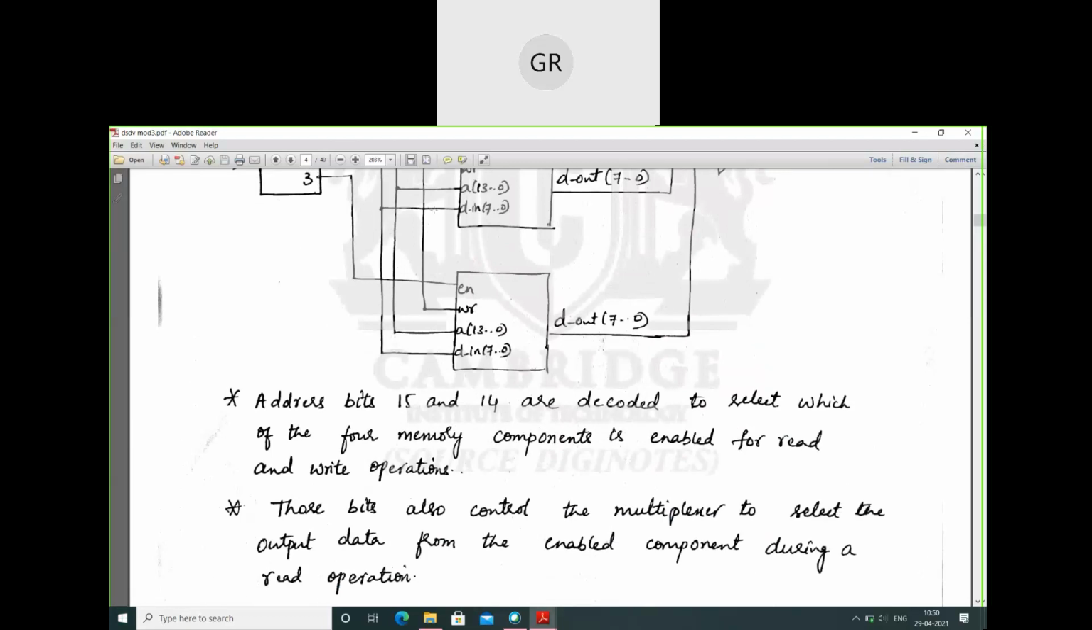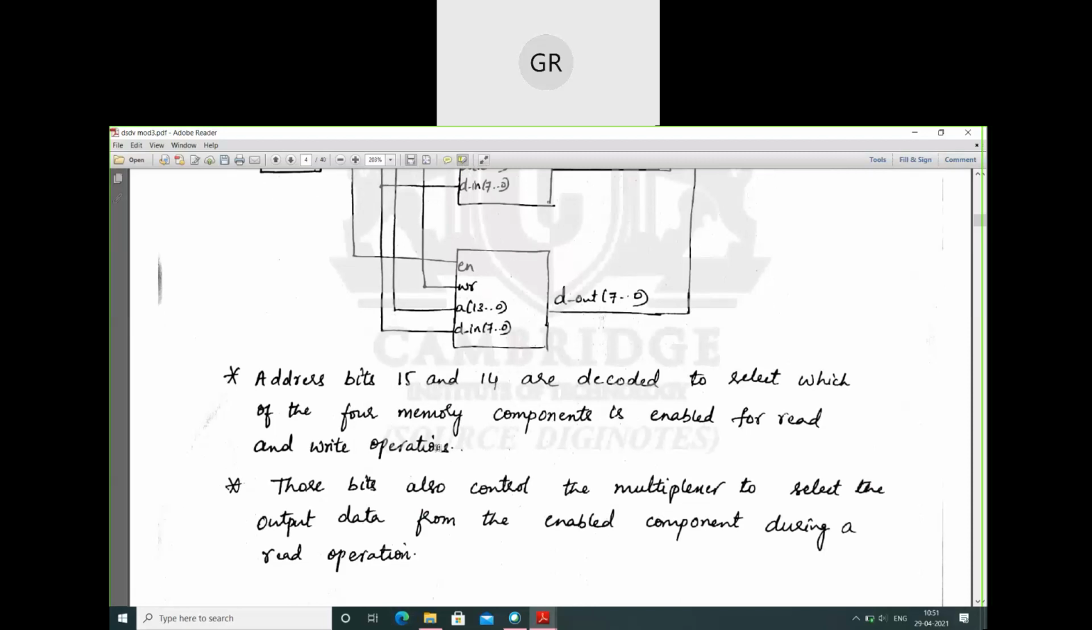Address bits 15 and 14. There's a problem with the mouse here. These 15 and 14 are decoded to select which of the 4 memory components is enabled for read and write operations.